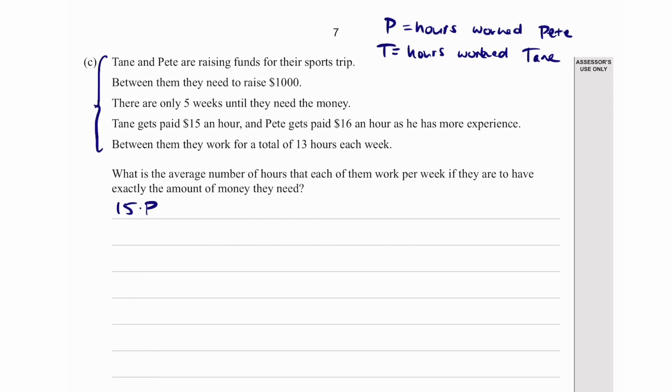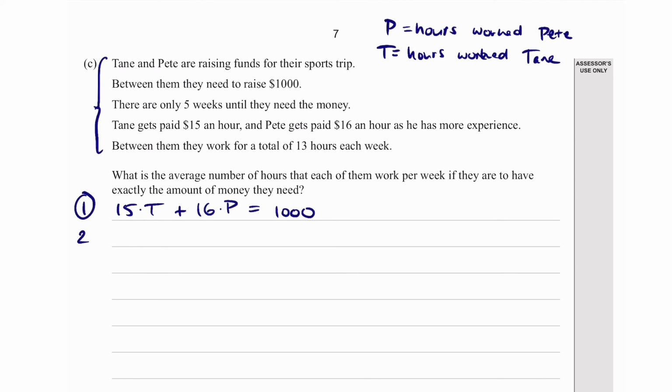So this is actually incorrect. Tane gets $15 per hour, so it should be 15 times T added with 16 times P, and the total of that needs to equal $1,000. That's equation 1. What's equation 2?